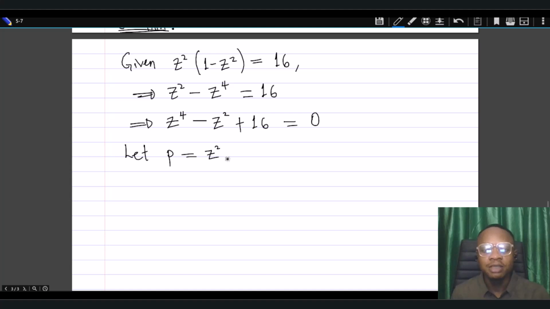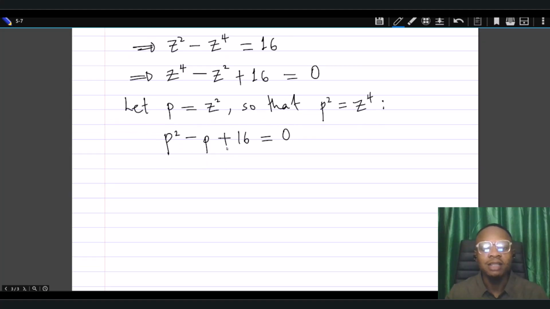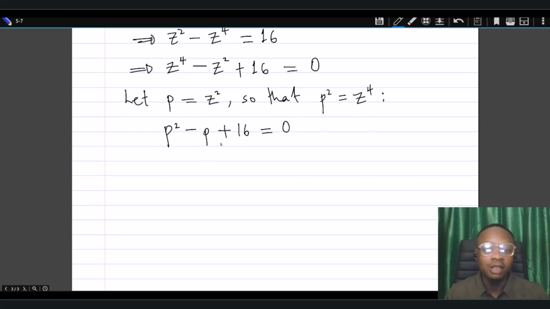Okay, so let P be equal to z squared, so that P squared, when we square P, is going to be equal to z to the power of 4. And when that happens, we will now have P squared minus P, since z squared is P, plus 16 is equal to 0. Okay, so that is the idea with that, and this can be solved now using, maybe, the quadratic formula. That is fine, it works perfectly.